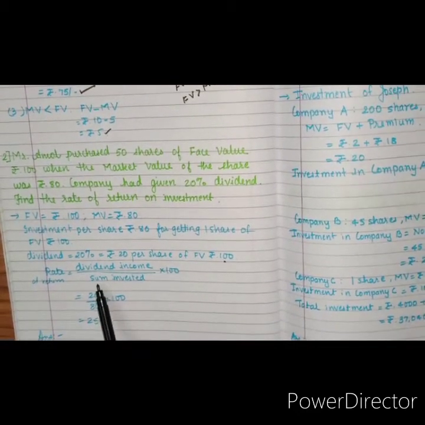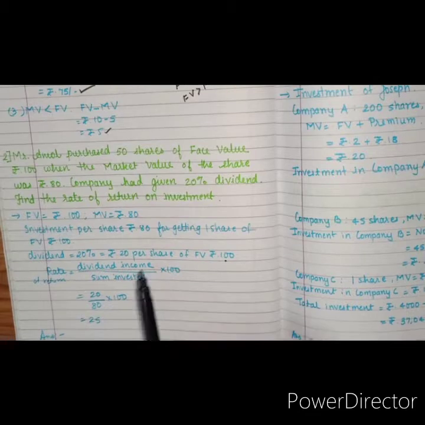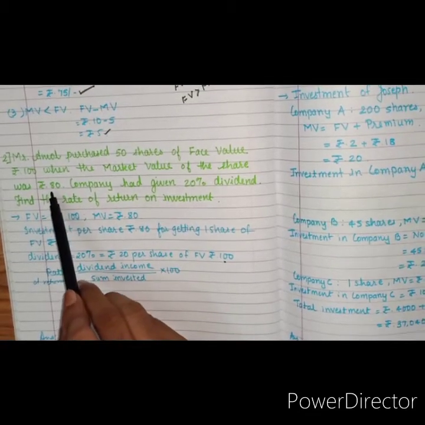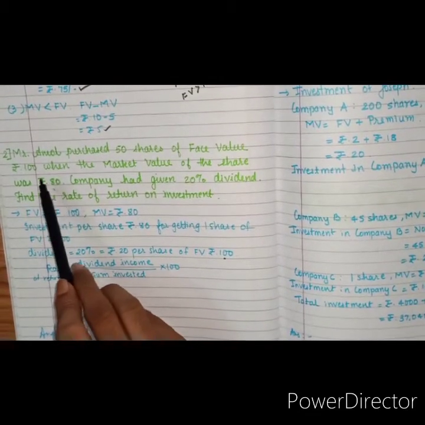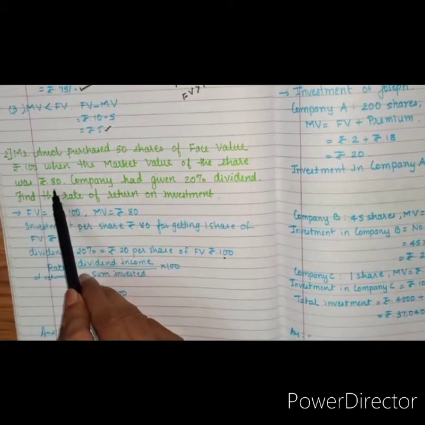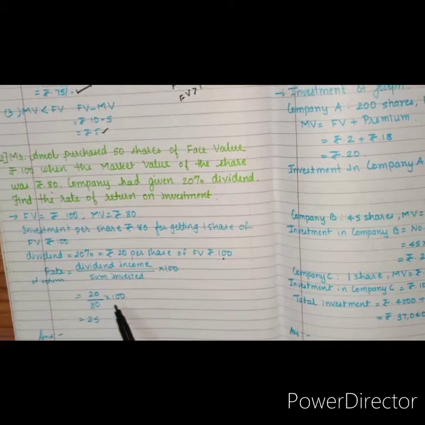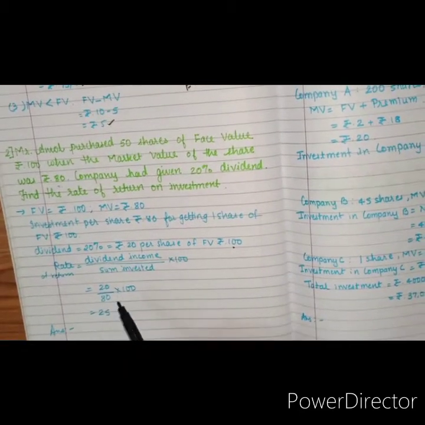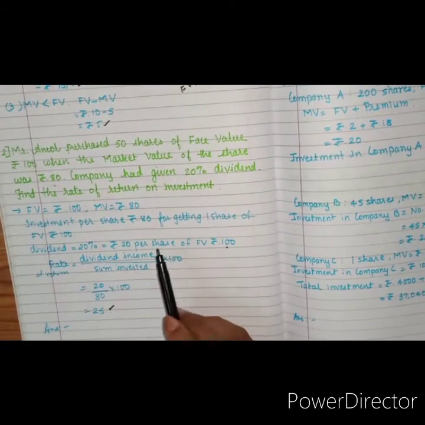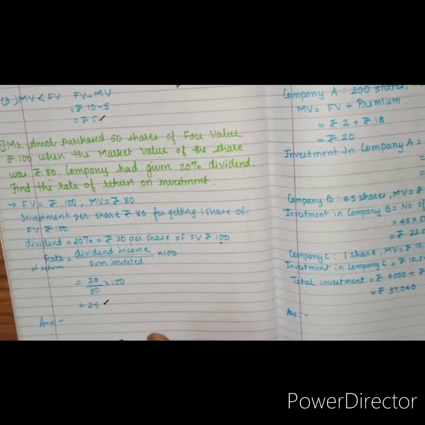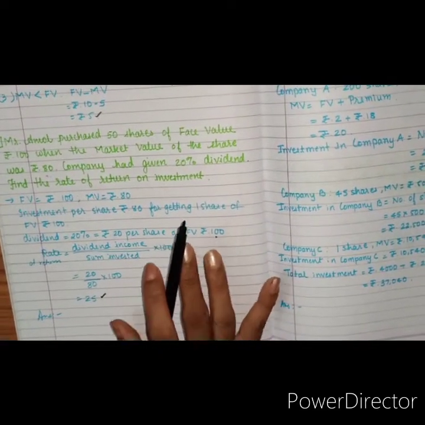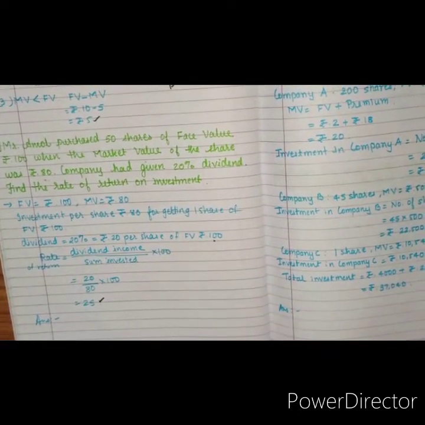Now how much has he invested? He has actually purchased for 80 rupees. Face value is 100, but market value is 80. So sum invested is 80, and 20 upon 80 into 100 gives the answer 25. So what is the rate? Rate is 25%. Okay, that is your answer.